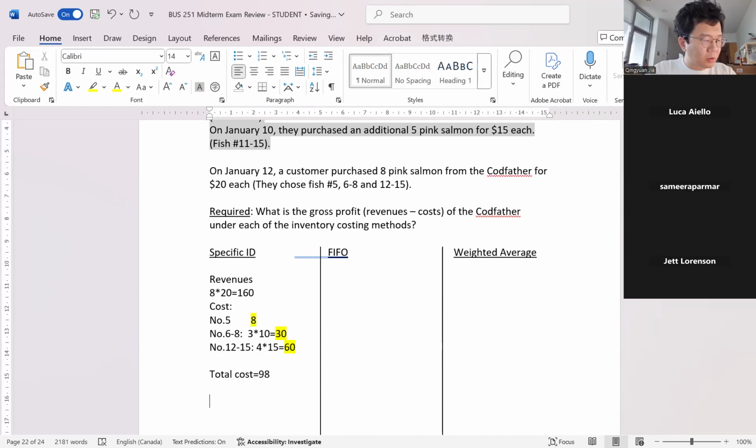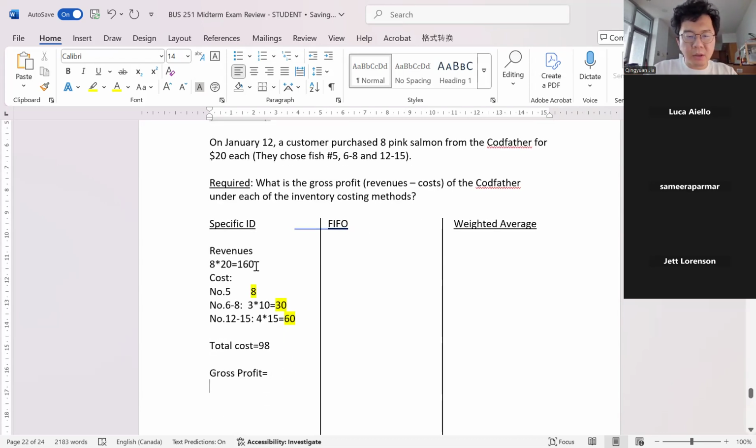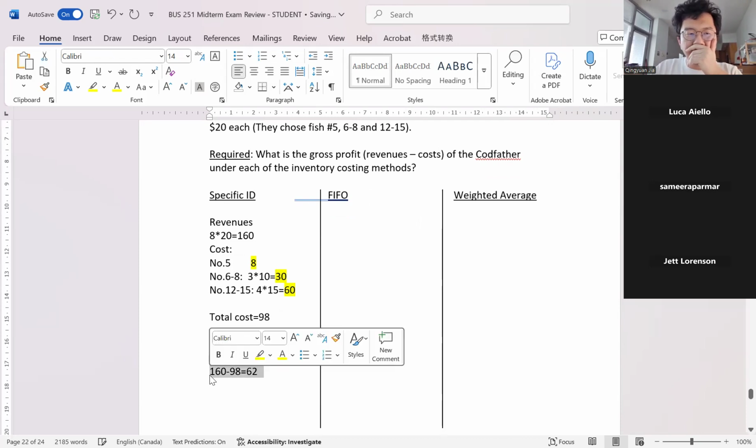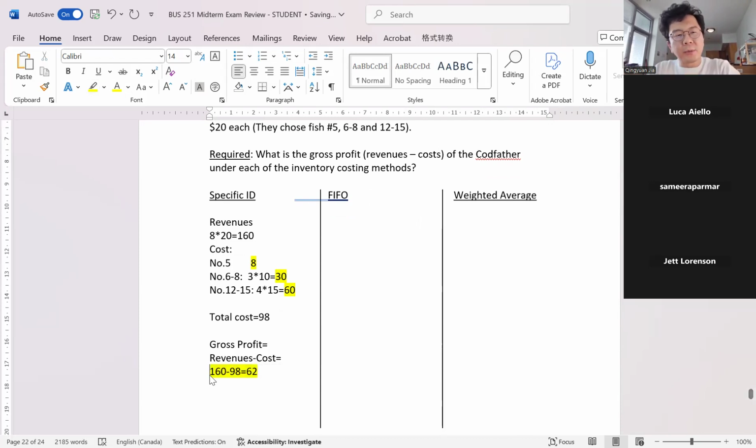And then the gross profit will be using the revenue subtract costs, right? Which means this is the gross profit if we are using the specific ID method.